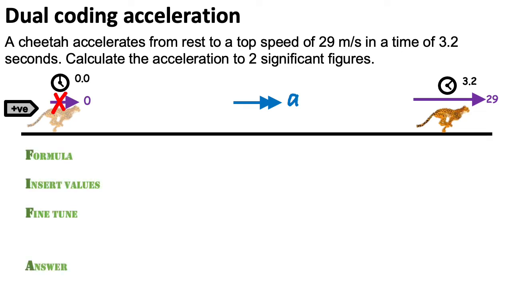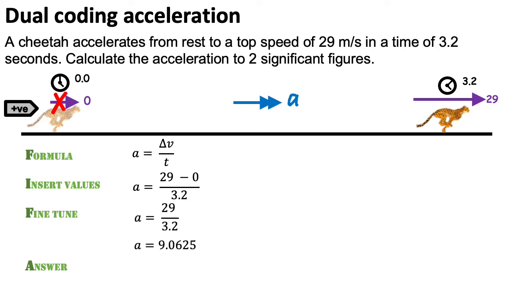So using the FIFA system, the formula is the formula for acceleration. We're going to insert the values, and we always do final speed minus initial speed. So in that case, that's 29 minus 0. Going on to the fine-tune stage, we get that the acceleration is that value. So we're going to state it to 2 significant figures, and we're done.